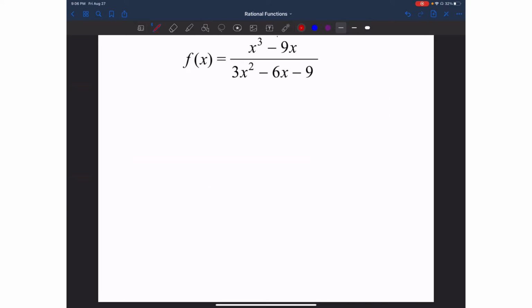This one's going to be a little bit harder because we do have to factor. The other one was not to factor, so we didn't have to do that step. But on this example, let's start by looking for the horizontal asymptote.